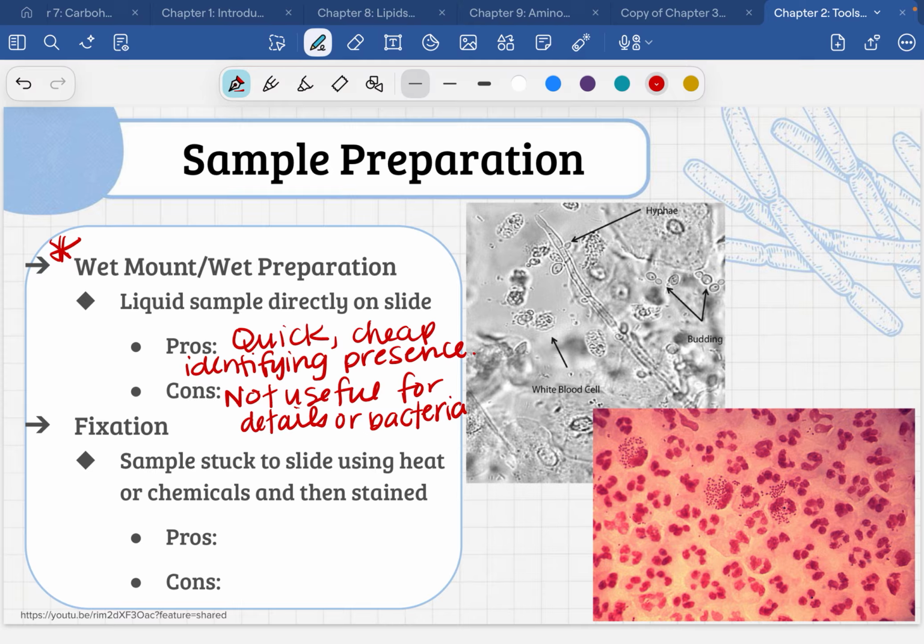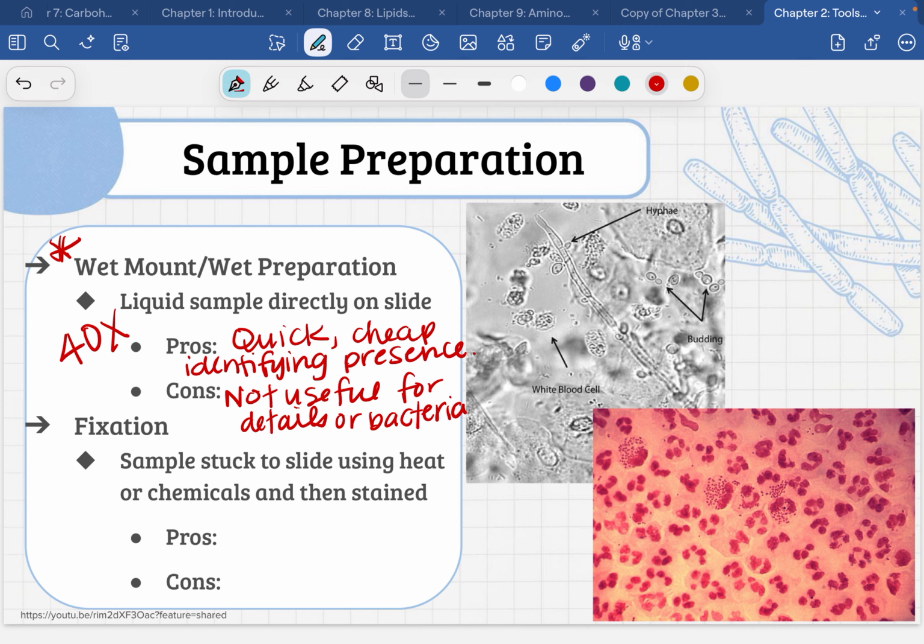So the other thing about wet prep samples, and again, this is something you'll cover more in lab, is that they can only be viewed under 10x and 40x magnification. You cannot go to 100x on a wet prep. And the reason for that is because the water takes up too much space and the lens will physically get stuck in the water. And you don't want that. So a wet prep or a wet mount can only be looked at under 40x.